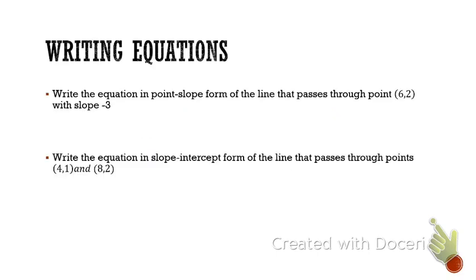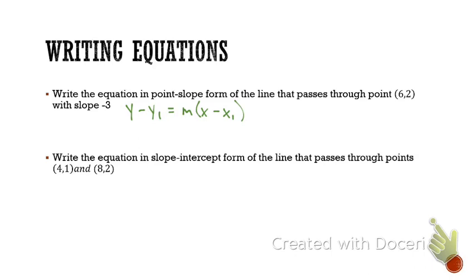Okay, so 2 questions on your test are going to come from 13.7. Write the equation in point-slope form. Just as a review, point-slope is y minus y1 equals m times x minus x1.